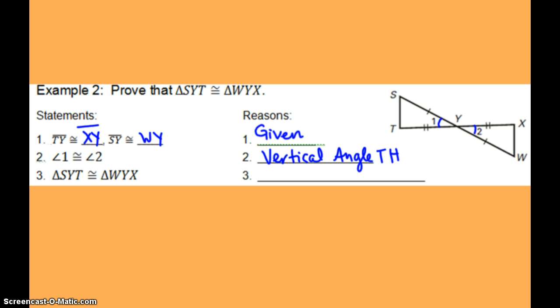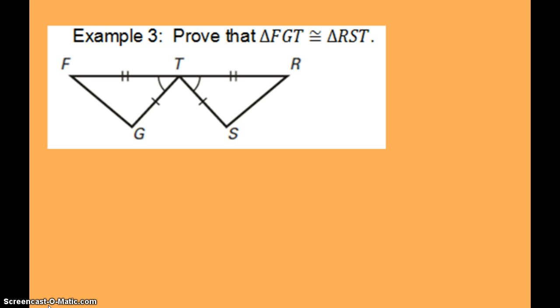So therefore, the two triangles must be congruent by the side angle side congruence postulate. So we are still using those proofs that we have talked about before. They are not going to go away. That's just typical geometry. Alright, so now it's our job to prove that these two triangles, FGT and RST, are congruent. So we're going to have to kind of start from scratch.